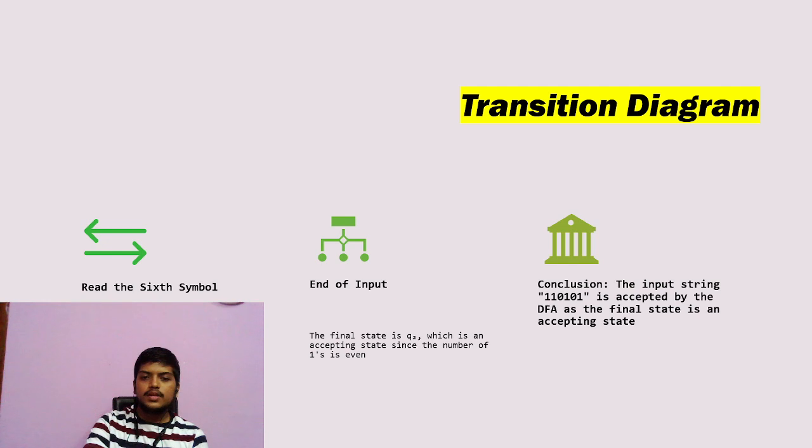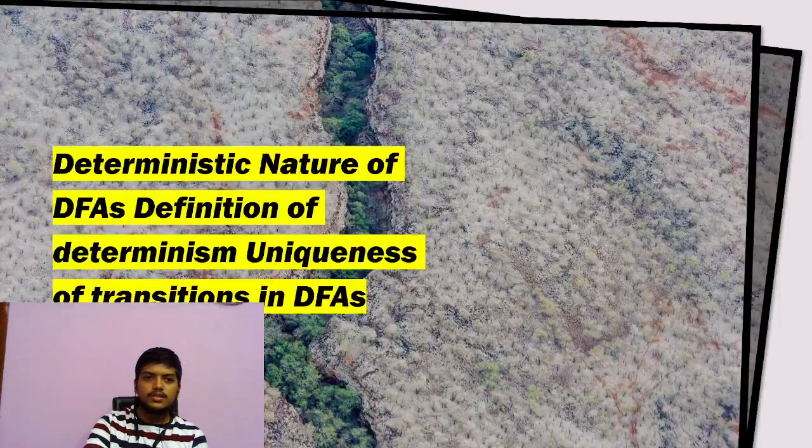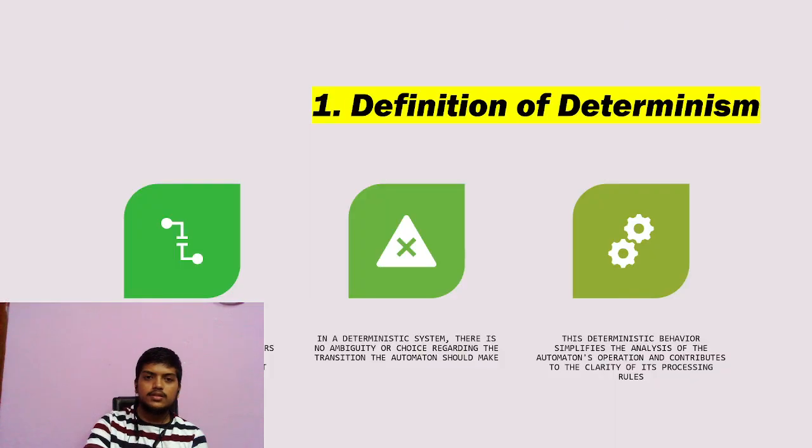At the end of the input, the final state is Q2, which is an accepting state since the number of ones is even. Conclusion: the input string 1101 is accepted by the DFA. Next, the deterministic nature of the DFA: deterministic uniqueness of transitions in a DFA.